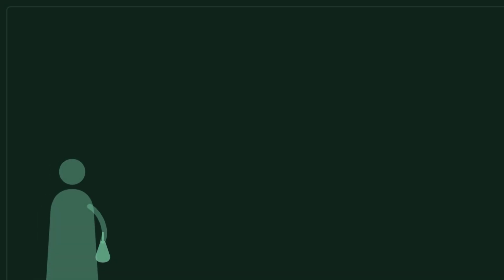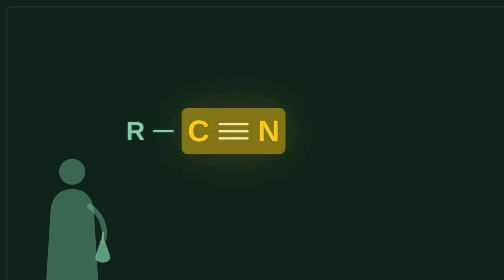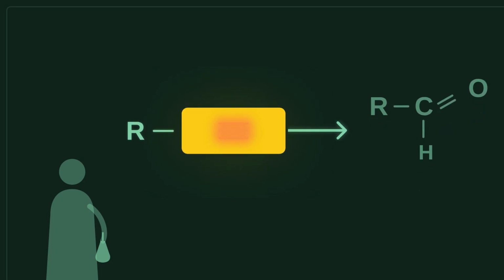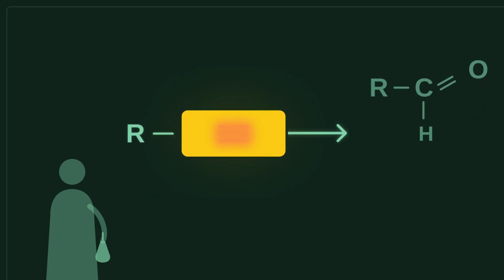Imagine you're a synthetic chemist trying to build a complex molecule. You have a nitrile group, that stubborn carbon triple bonded to nitrogen, and you need to transform it into a versatile aldehyde.